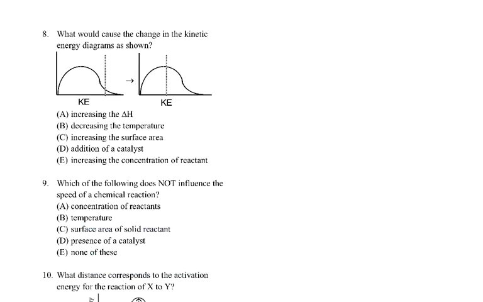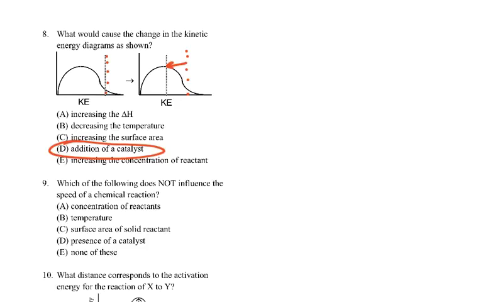Okay, question 8. What would cause the change in the kinetic energy diagram shown above? So what's happening? Here we have our dotted line, and that would be kind of like right here. But now that dotted line is more to the left. So that is a catalyst. We're looking for the addition of a catalyst.